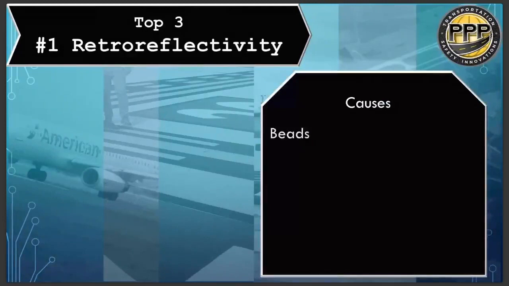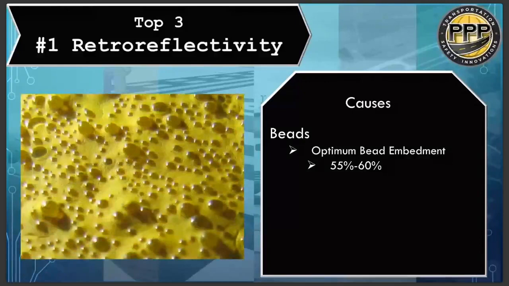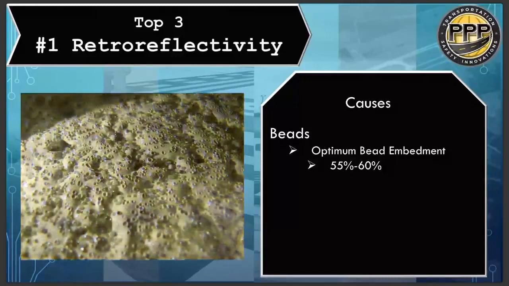So some of the causes: not having optimal bead embedment. What we're looking for is what is on the left. Out of all the marking samples that I've looked at over the last 10 years since we created the assessment service, I'd say 10% are in this category, basically our excellent category for optimal bead embedment. That is what it looks like when the coating dries, and you can get a sense of how durable that marking is. Those beads are going to be there for a long time. Traffic won't take them out easily. Even snowplows and brooms won't be able to dislodge those beads.